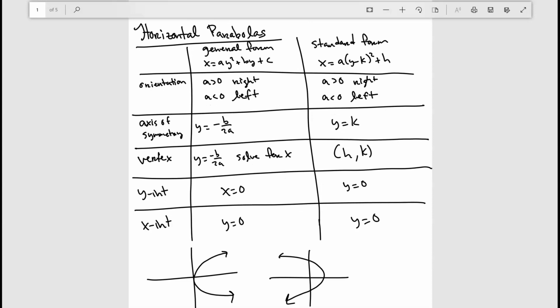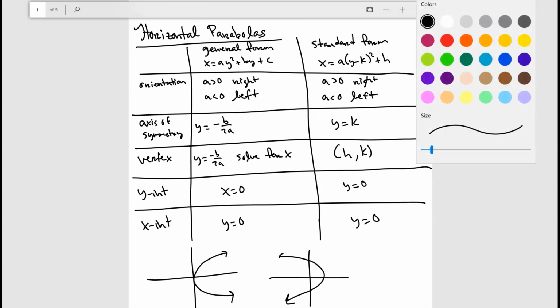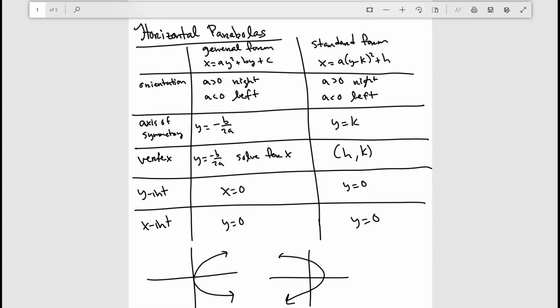Another observation, and I'll point it out right now. Notice that this k and this h are also swapped. So when you swap the x's and the y's, you also swap the h and the k. So your axis of symmetry now is going to be y equals negative b over 2a instead of x equals negative b over 2a. And here it will be y equals k, not x equals h.